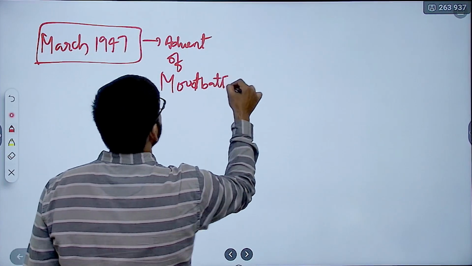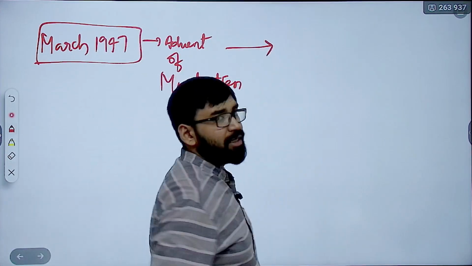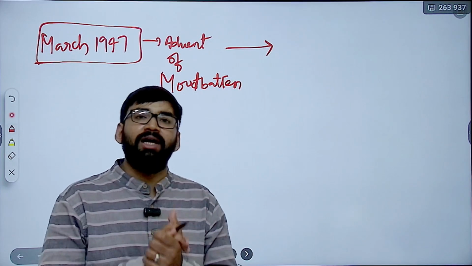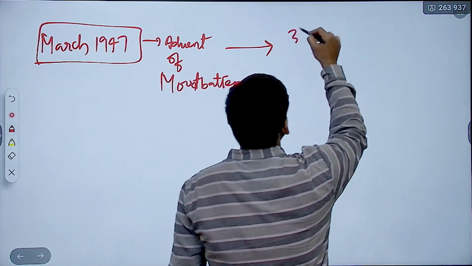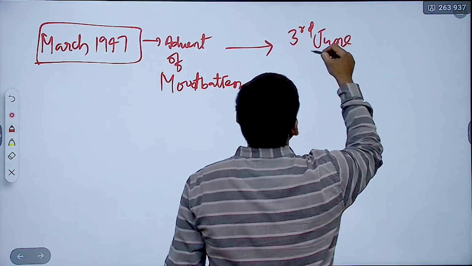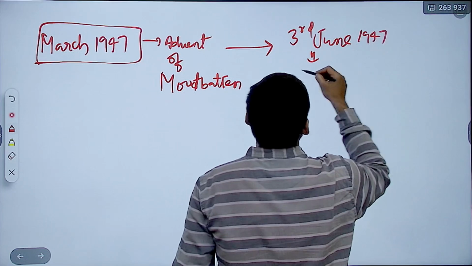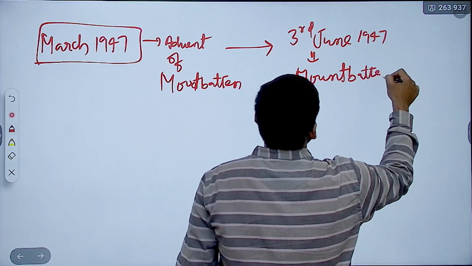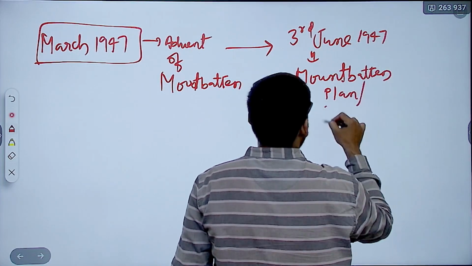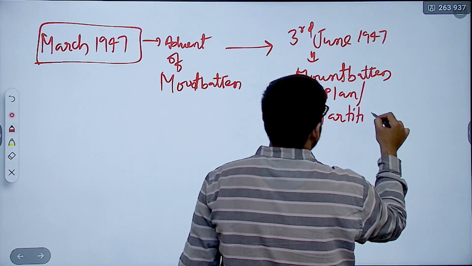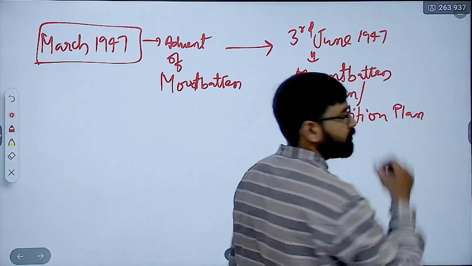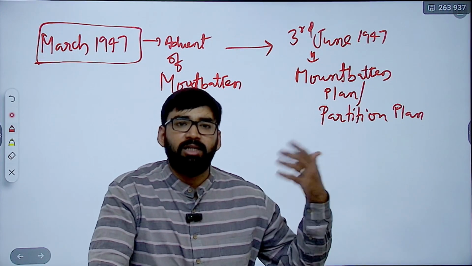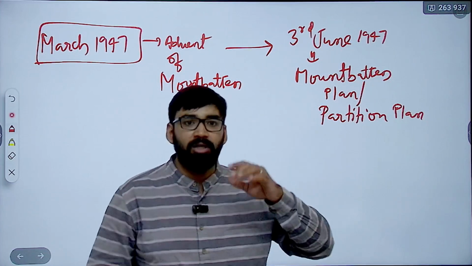Advent of Mountbatten. And finally Mountbatten came, and then he started a meeting with all the Indian leaders, and finally on 3rd June he created a plan called the Mountbatten Plan or Partition Plan. This is also called the Partition Plan. This plan was created finally. Now, what was there in the 3rd June plan or Mountbatten Plan? So let me tell you.